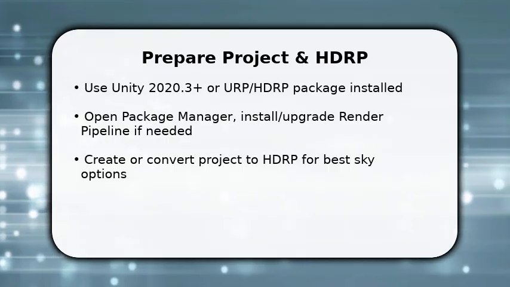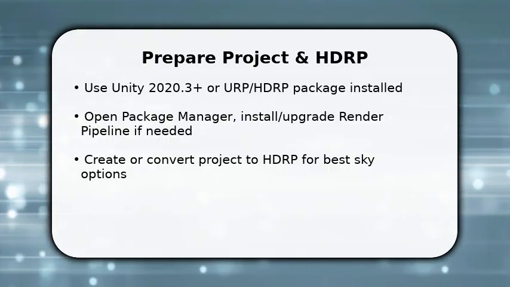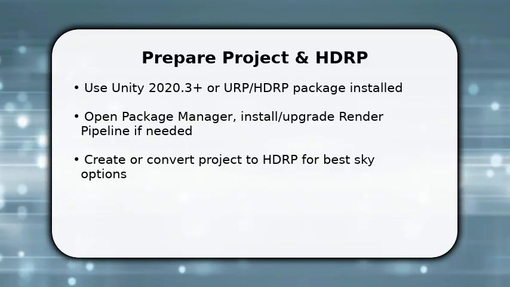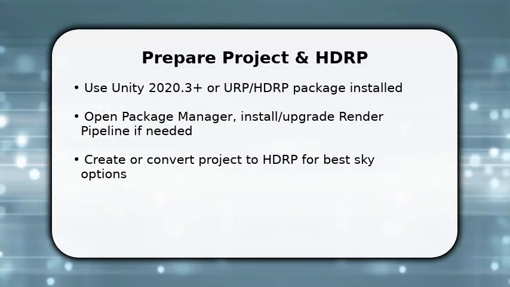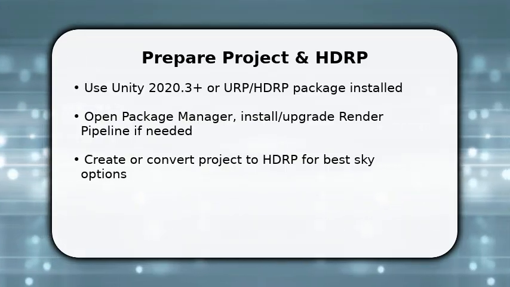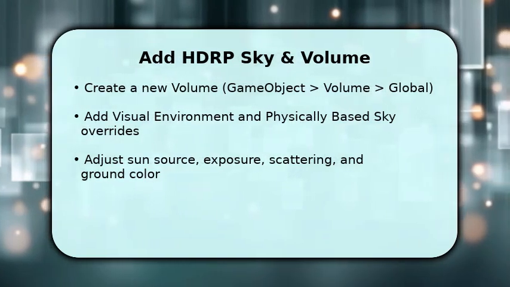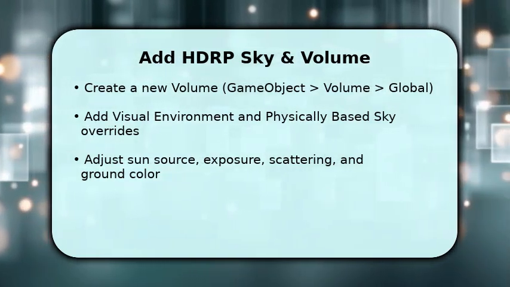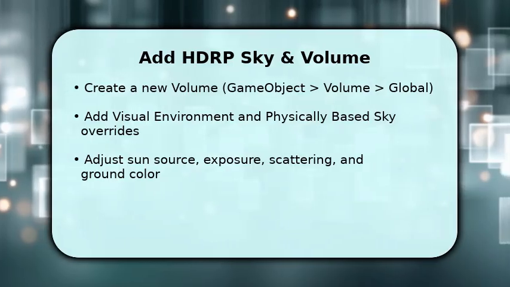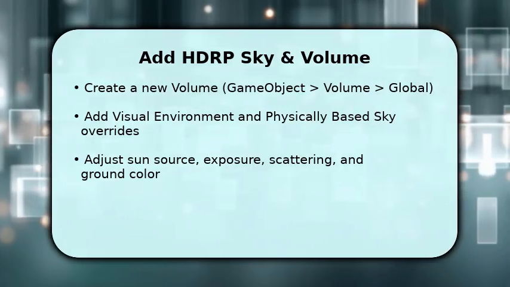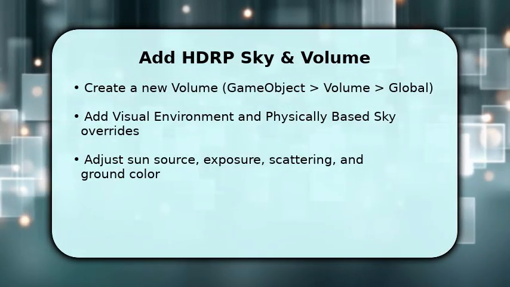You're doing this now so subsequent steps produce correct visuals, not placeholders, and to enable physically based sky features across scenes. You create a global volume immediately and add the visual environment override to control sky type. Then add the physically based sky override and assign the sunlight as the sky's directional source.